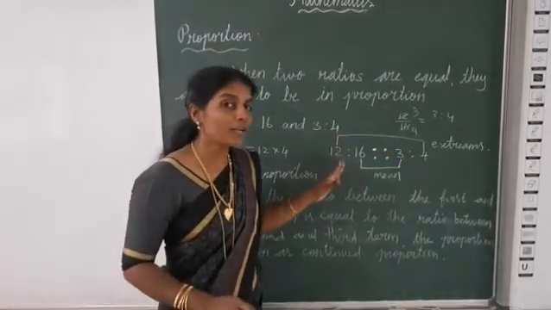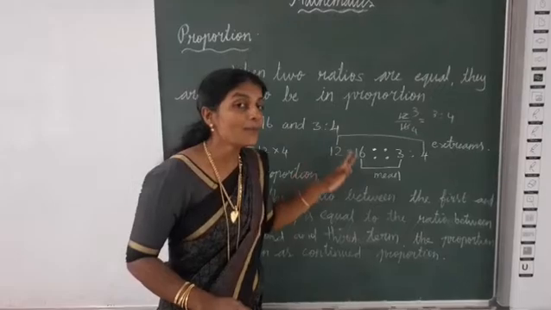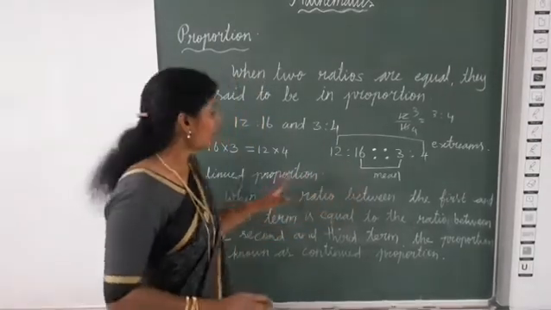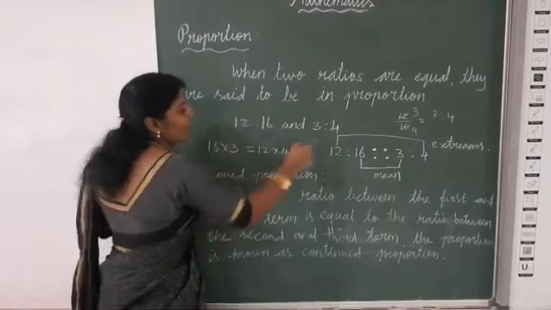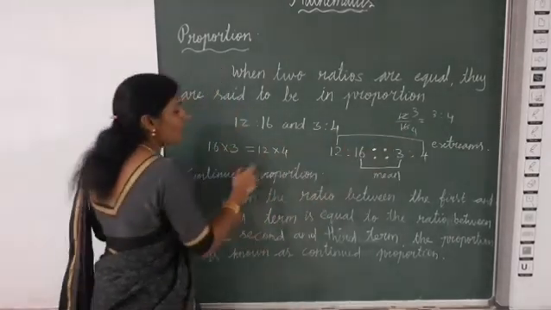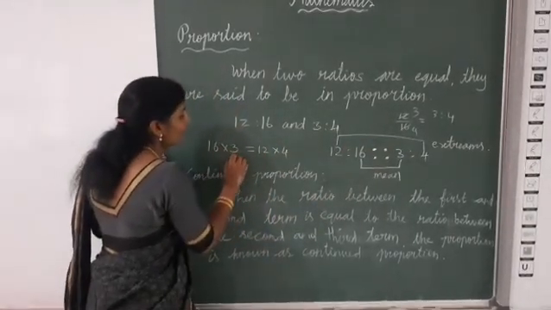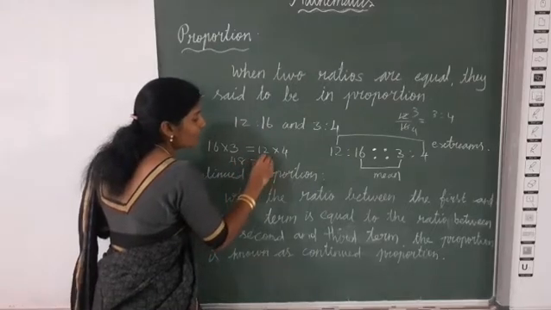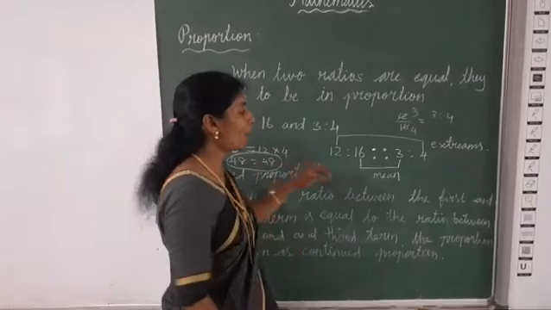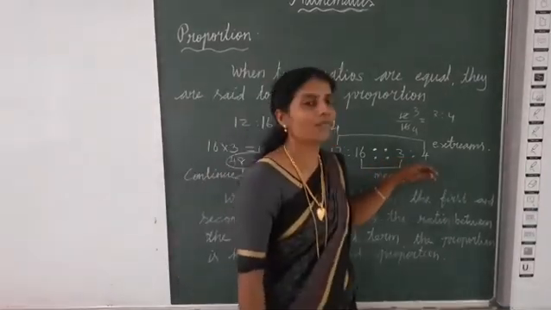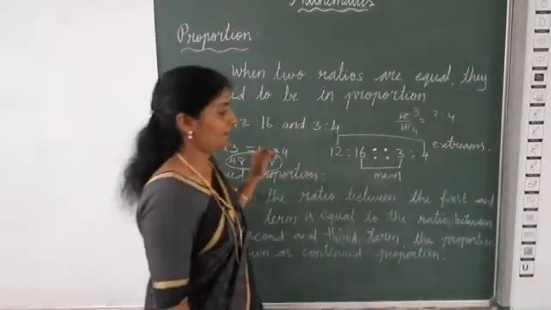Suppose that is not equal, that is not proportion. That's all. Now listen here. Product of mean is 16 into 3. Product of extremes is 12 into 4. Now here 16 into 3 is 48. 12 fours are 48. Equal. So we can say 12 is to 16 as 3 is to 4 is proportion.